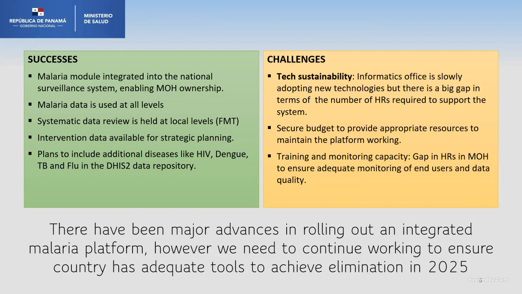So in summary, there have been a lot of advances in rolling out this platform. However, there is still some work to ensure that the country has adequate tools to achieve elimination in 2025. One of the challenges that we can see in the country is to guarantee the tech sustainability. The informatics office is adopting new technologies, meaning in this case the DHIS2 instance, but there is a big gap in terms of the number of human resources required to develop and maintain the system. We don't have a secure budget to provide appropriate resources to maintain this platform working.